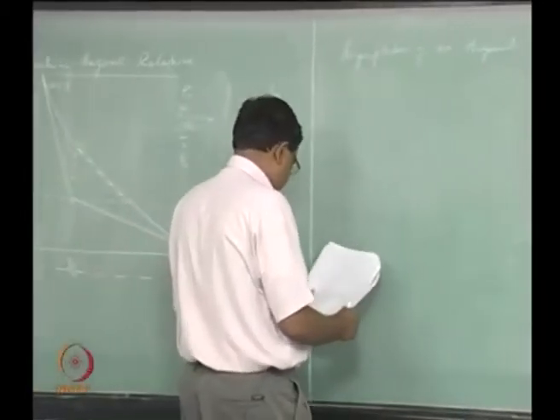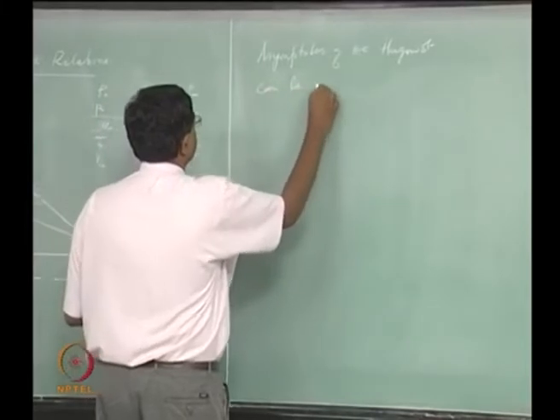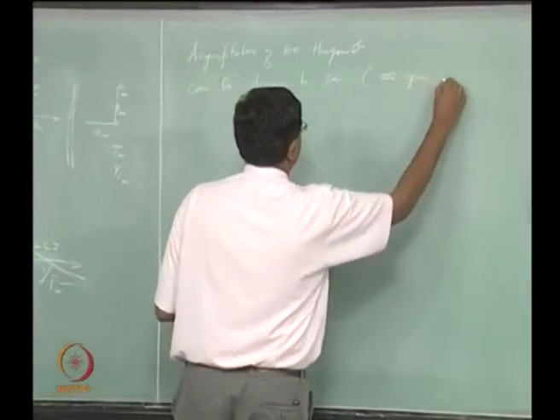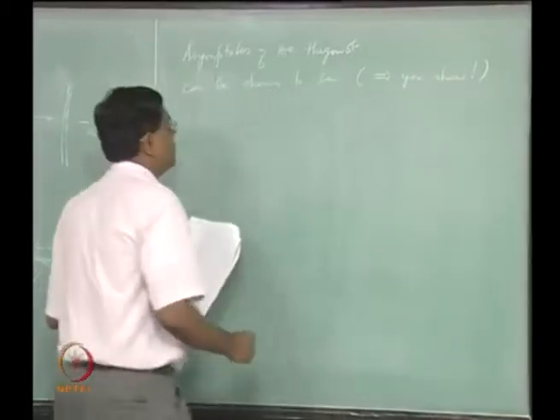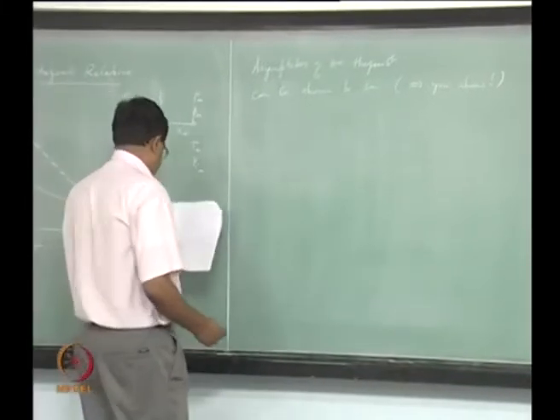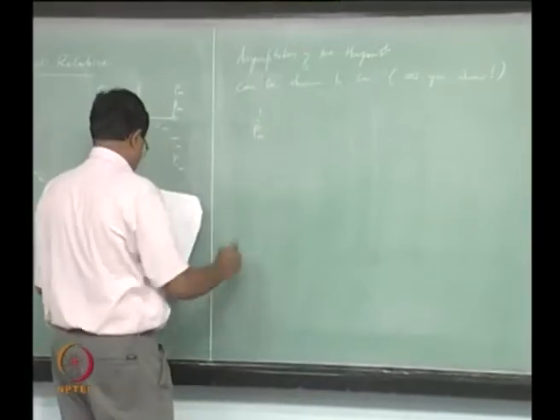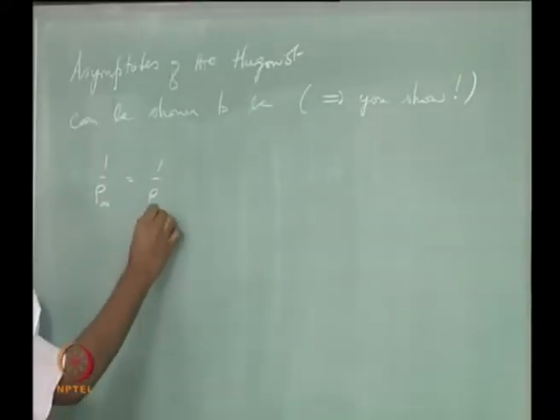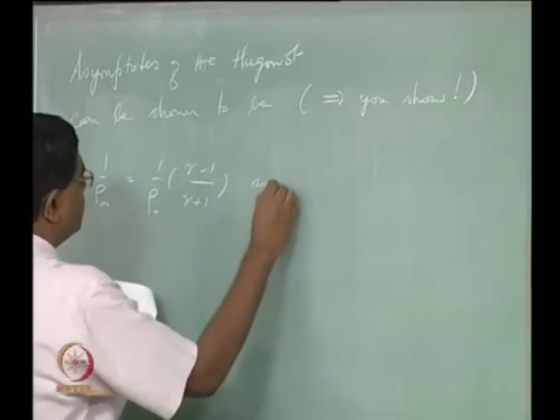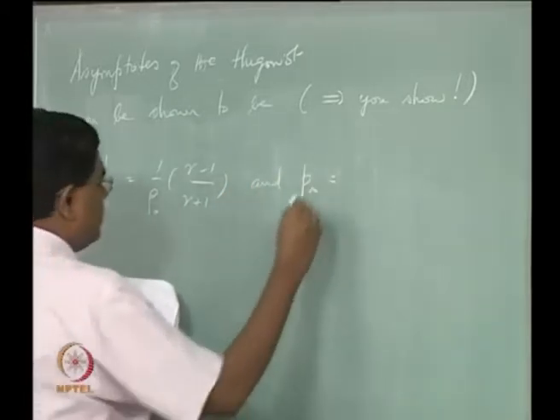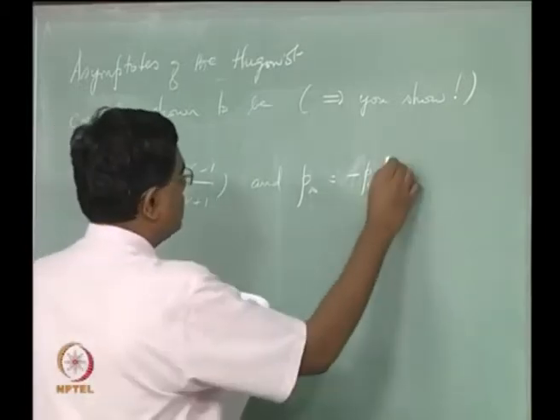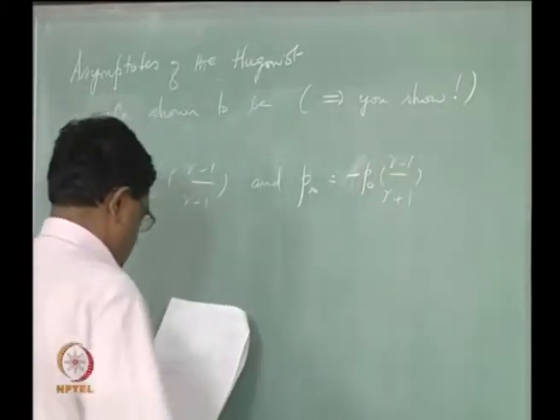So this can be shown to be, that means you show, as in, you can do this as an exercise, and it can be a typical quiz question or an exam problem. 1 over rho infinity equals 1 over rho naught times gamma minus 1 divided by gamma plus 1, and p infinity equals minus p naught gamma minus 1 divided by gamma plus 1.